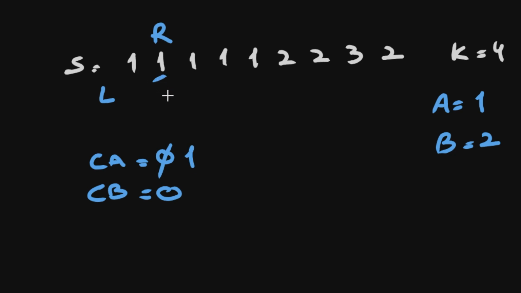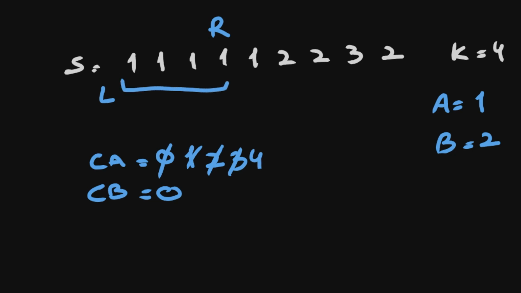Next we have another one, and count of a's now is 2. Next we have another one, so this is 3. Next we have another one, so this is 4. Now here we have a window of 4 and k is 4, so we might think about adding something to the result here. But the problem is that all 4 characters here correspond to a, and we don't have any character which corresponds to b.